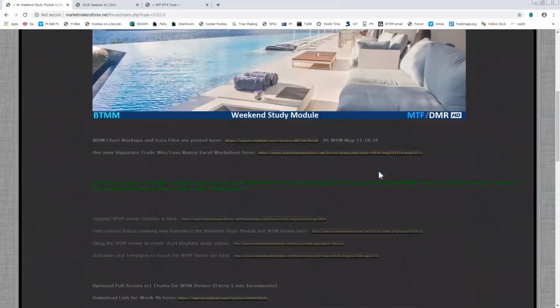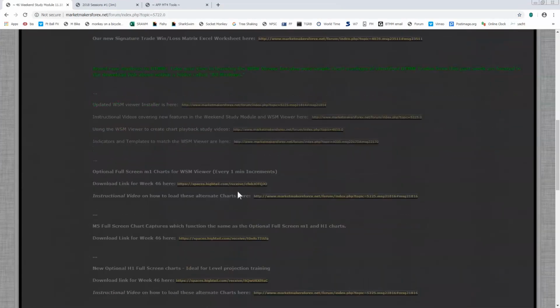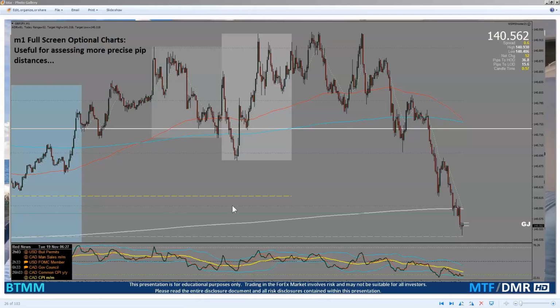Every week I post these extra charts. You have to manually extract them and then manually put them in the proper folders. But right here is your M1 every increment. It's about a 3 gig file. It's pretty large, but it gives you every 1 minute of your M1 charts during most of the day. There's a filter on it so it shuts off during Asia so we don't bog you down with a 6 gig file. It allows you to walk through and find the lowest candle. All right, so M1 full screen optional charts, useful for assessing more precise pip distances.